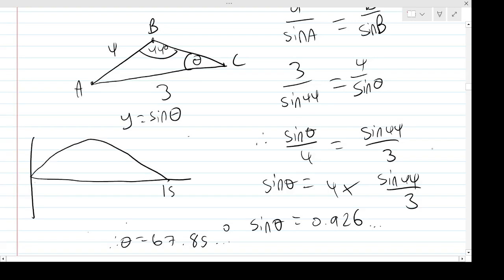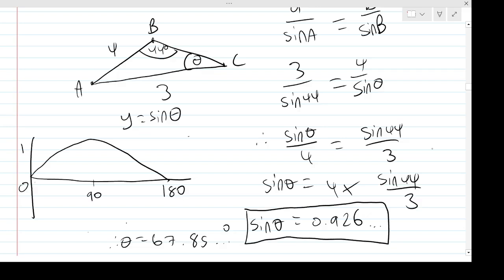There we are. 180, 0, and then 90 would be in the middle, at 1. Right, why am I drawing this? Well, let's go back to this point here. Sine theta is 0.926. Well, if this is 1 right at the top there, then 0.926 will be like there, right? If we draw that line then, there, that is 0.926.